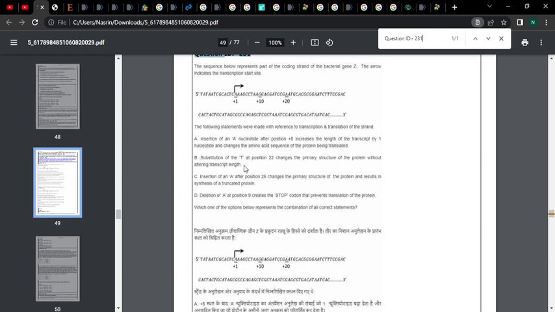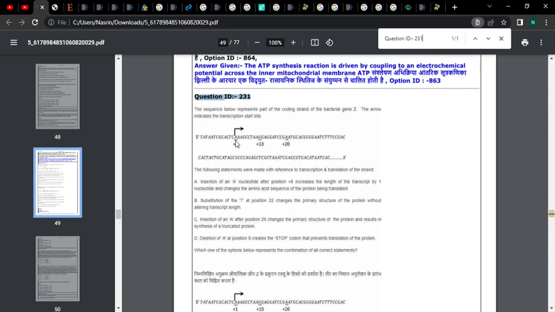Here they mention that when you substitute T at position 2, it will change the primary structure without altering the transcript length. The entire statement itself is wrong. At the same time, when you insert a nucleotide at position 8, it will increase the transcript length by 1 and will change the amino acid sequence of the protein being translated. It is also a wrong option because there is an important concept called genetic code redundancy. Okay, so there is nothing wrong in that.